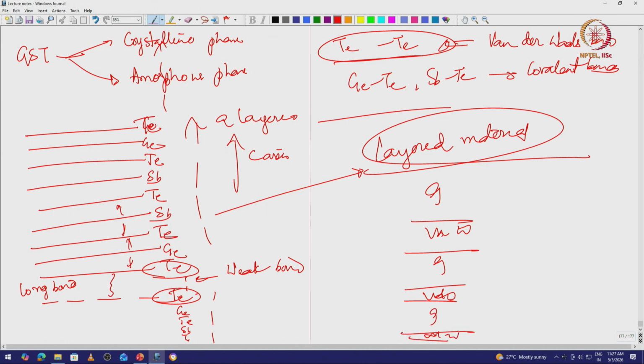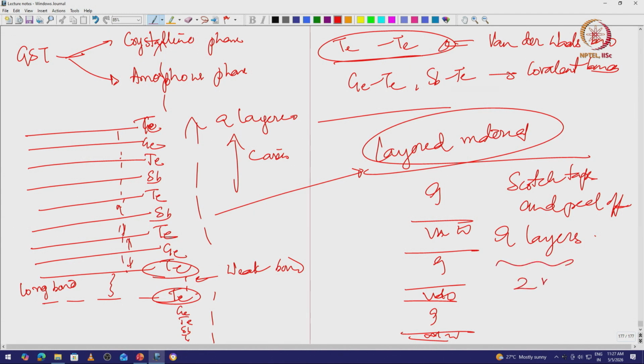As a result, I can also use Scotch tape and peel off 9 layers. So how much is 9 layers? Te to Te will be about 5 angstroms. So 9 layers will be 5, 5, 5, 5. So 4 fives are 20 angstroms, that is about 2 nanometers. So I can get to 2 nanometer films just by peeling them off using Scotch tape.